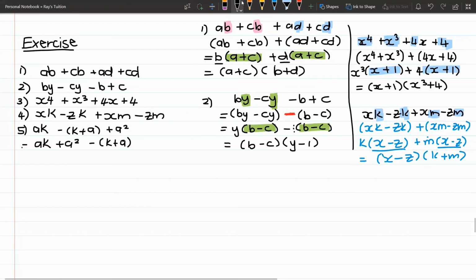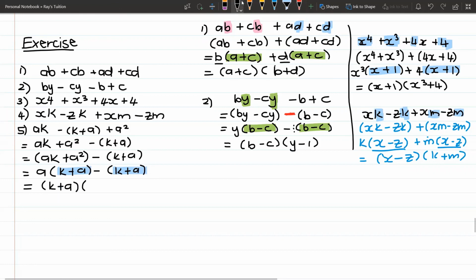Okay, now what we can see is that the first two terms have a in common, so I'm going to group them. And then I'm going to take out that a that they have in common, and then we get k plus a minus k plus a. And then we see that they've got this k plus a in common. So then what we have is k plus a times a minus 1.